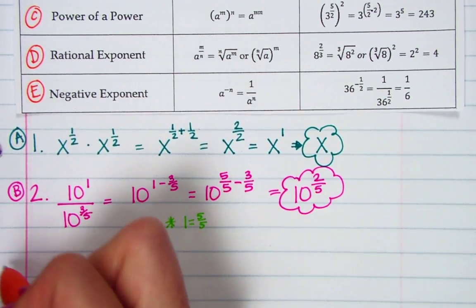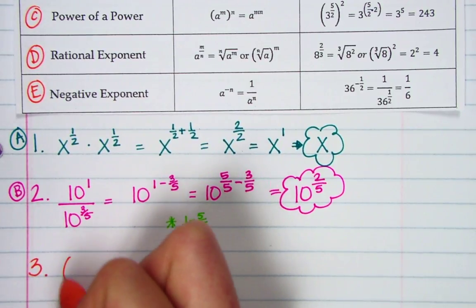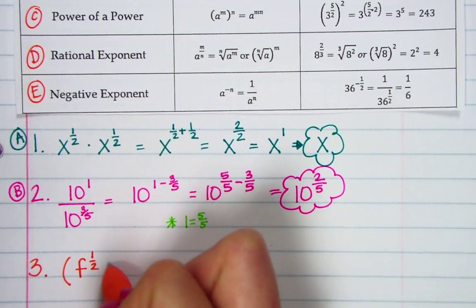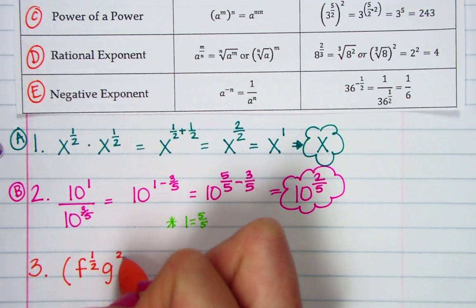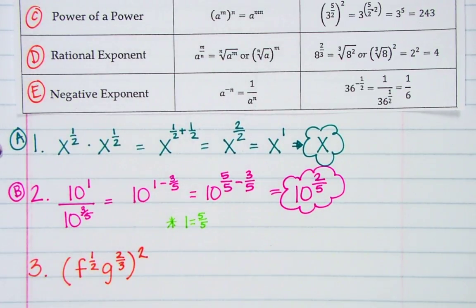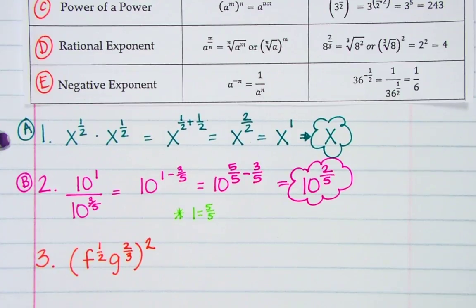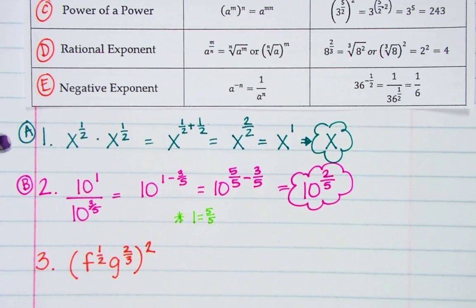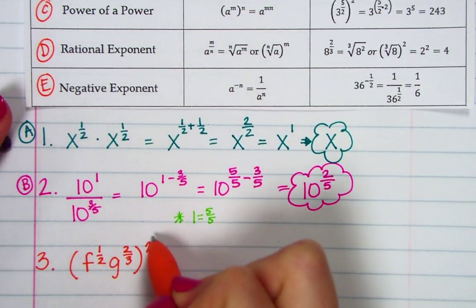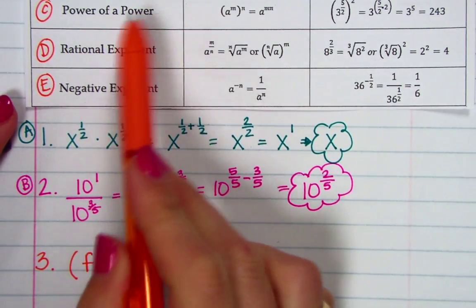Okay, number 3, parentheses f to the 1/2 times g to the 2/3, all of that inside the parentheses squared. Which property are we going to use? C. All right, C. Yeah, we're kind of going in order. Okay, it's pretty obvious. C. But it's when there's exponents inside the parentheses and an exponent outside the parentheses, that's power of a power.